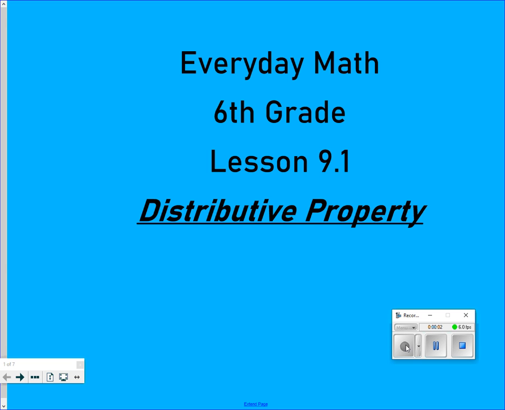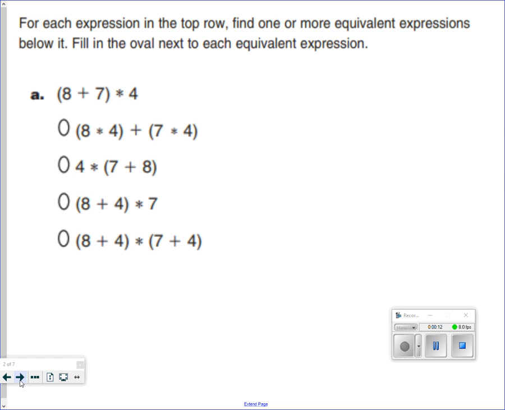Hello, sixth graders. Today we're going to be working with the distributive property. We're going to be spending about 2 or 3 lessons with the distributive property, and it's pretty basic and easy. We're just going to be multiplying and adding and subtracting numbers, okay? Let's take a look here, and I want you to follow along with your study links.